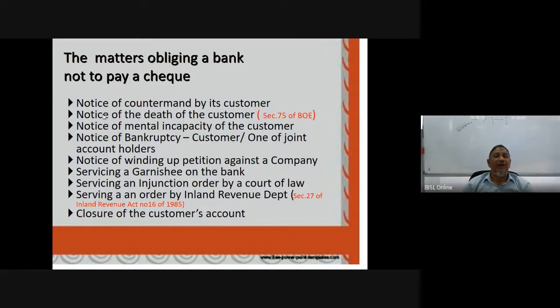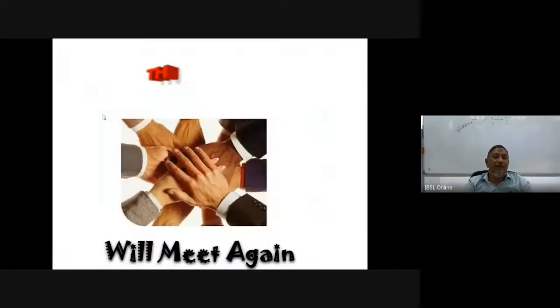Service of a garnishee order on the bank. The garnishee order is issued when the funds are blocked. Even if the funds are available, as funds are blocked, you can return a check. Service of an injunction order by a court of law. Again, funds are available but held against the injunction order, so you cannot pay a check. Service of an order by the Inland Revenue Department, Section 27 of the Inland Revenue Act No. 16 of 1985, so you may not pay the check. Closure of the customer's account, and not to pay a check.